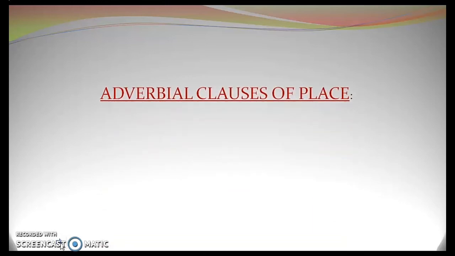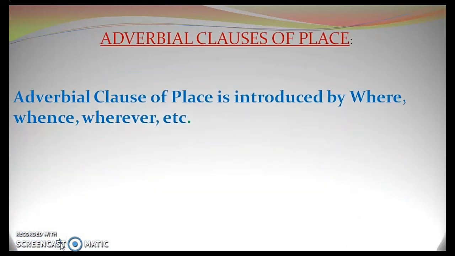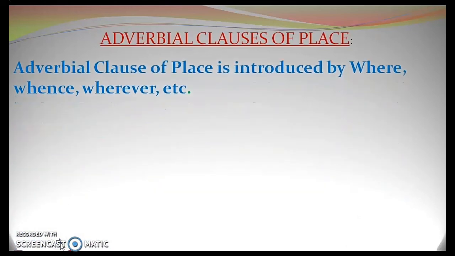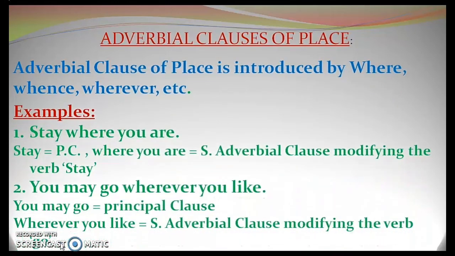Subordinate adverbial clauses of place. Adverbial clause of place is introduced by where, whence, wherever, etc. Examples: Stay where you are. Stay is the principal clause; where you are is a subordinate adverbial clause modifying the verb stay. Second example: You may go wherever you like. You may go is the principal clause; wherever you like is a subordinate adverbial clause modifying the verb go.